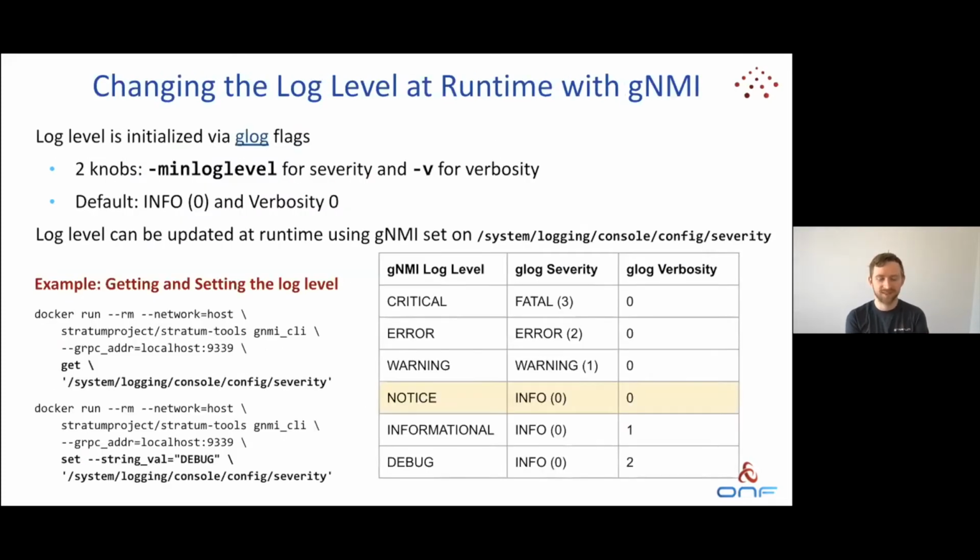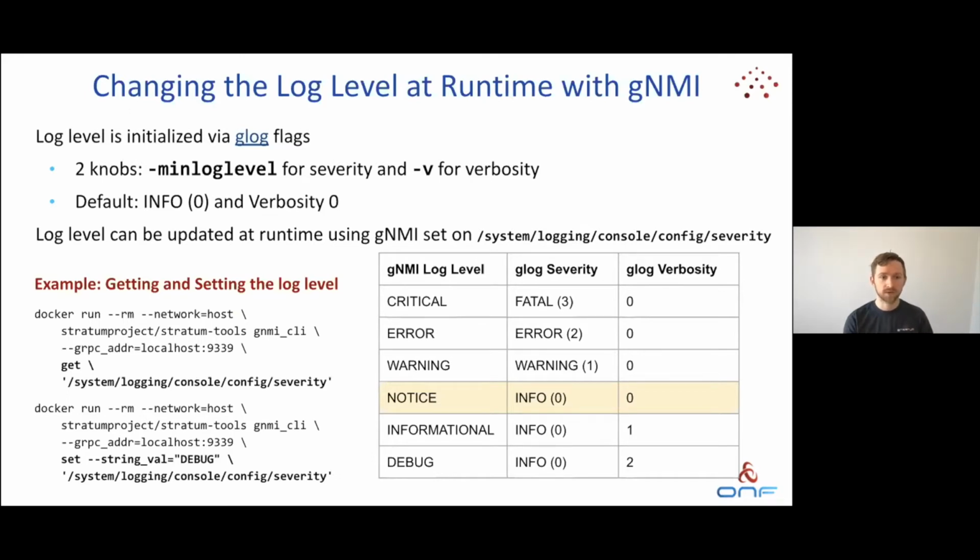This is a topic that's probably a little bit more confusing to users than we would have liked. So I'd like to spend just a minute on that. The logging library that we use in Stratum is called glog. It's from Google, and it's pretty widely adopted in the C++ community. glog gives you two knobs that you can set at runtime, or sorry, at initialization time via command line flags. One of them is called severity, and the other is called verbosity.